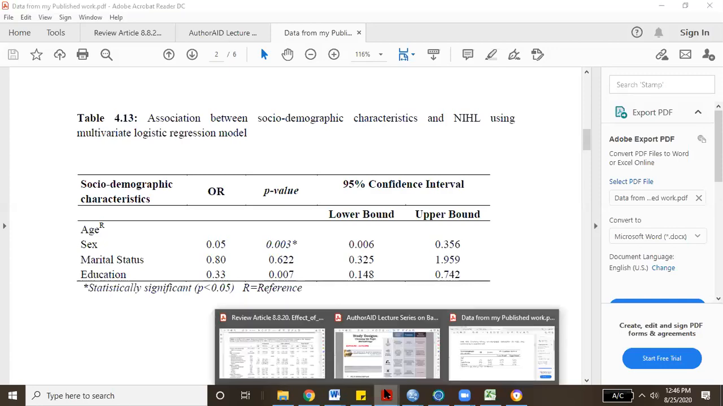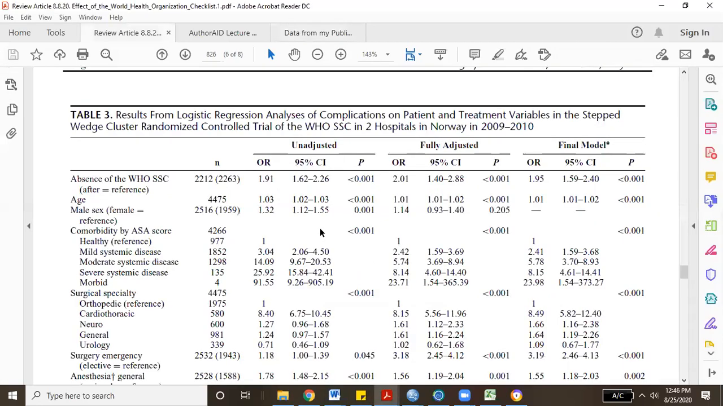All right, so let's go back to what the authors have done. And that is the same thing they did. So after doing the unadjusted, they did the fully adjusted. So now they have found out that those in the control group have almost 1.91 times more odds of having complications than the treatment group. Now, once all these independent variables were put in a pool and checked for confounding, you will find out that the odds ratio even increased.